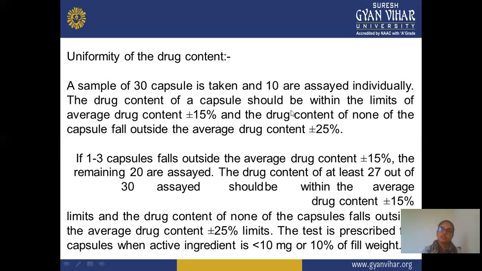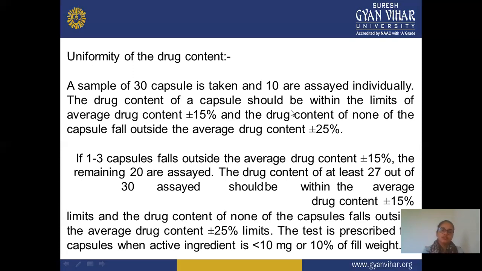So in this you check how much drug content or active ingredient is present in each and every capsule. In this, a sample of 30 capsules is taken and 10 are assayed individually. Means first you take 30 capsules. Out of these 30 capsules, you randomly take 10 capsules and assay them. Assay is mainly used to check how much drug is present in your formulation or in your capsule. So you perform the assay on these 10 capsules.